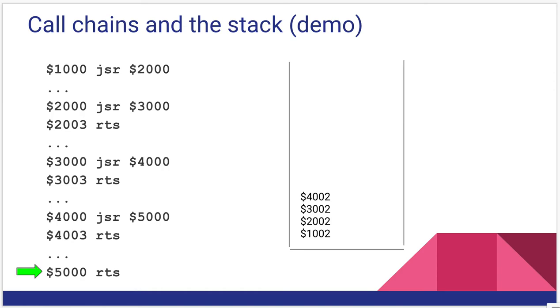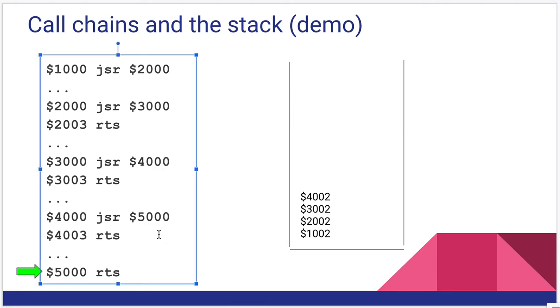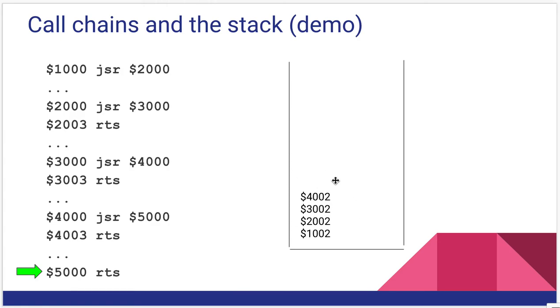Now, 5000 is our first return from subroutine. So it's going to pull what's on the top of the stack, add one to it to know where to return. The stack becomes the way we remember where we were and where we need to return back to. So we pull our 4002 off the stack, add one to it, and get 4003 as our new address. That gets loaded into the program counter, so we jump to that point in the code, and oh look, we've got another RTS.